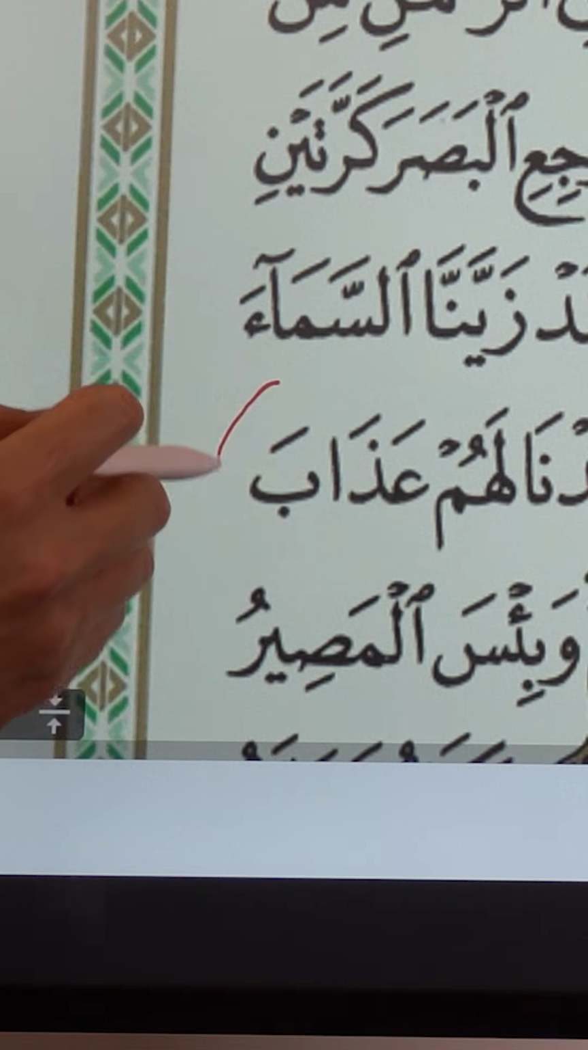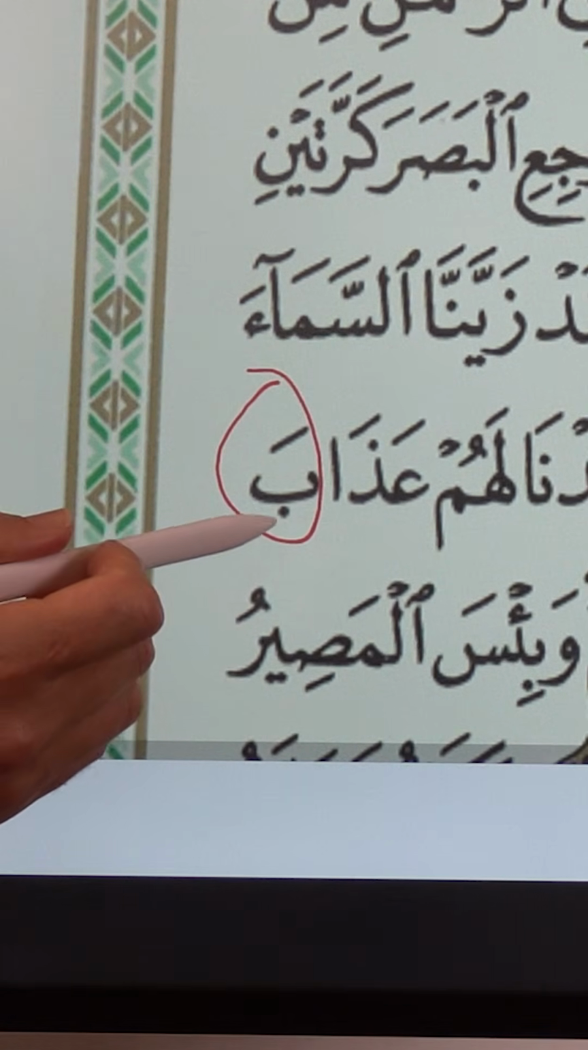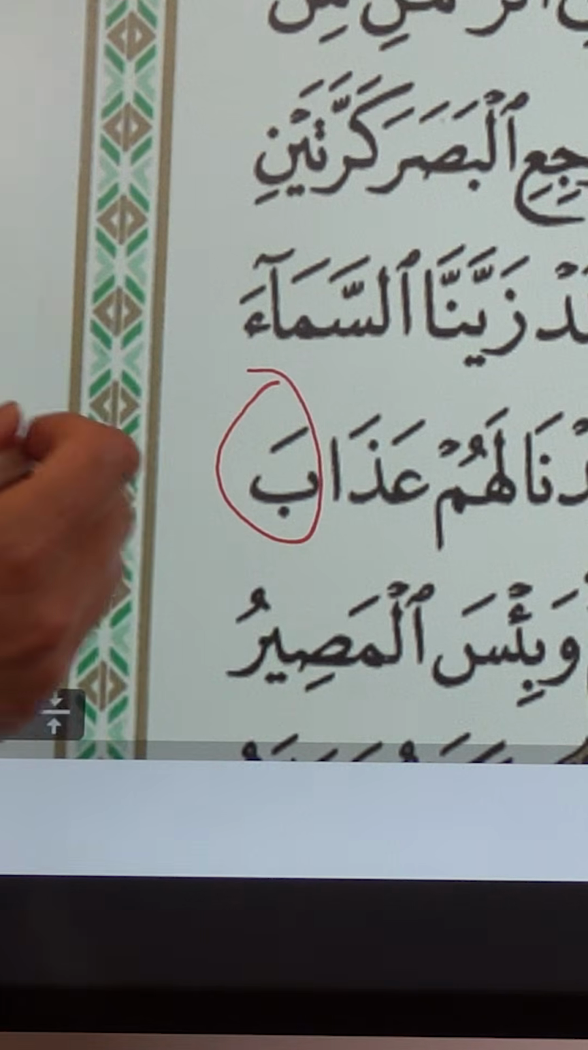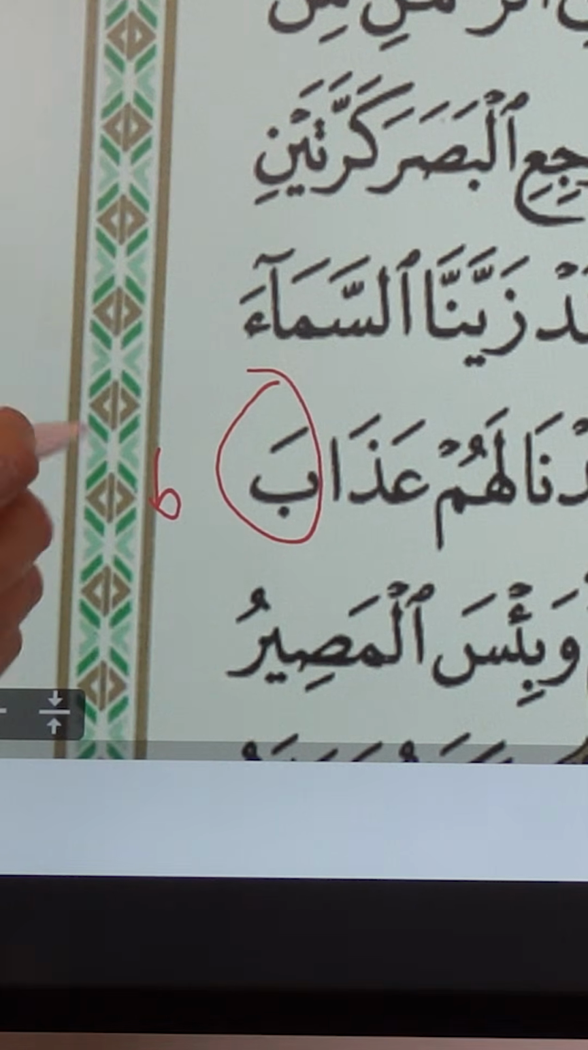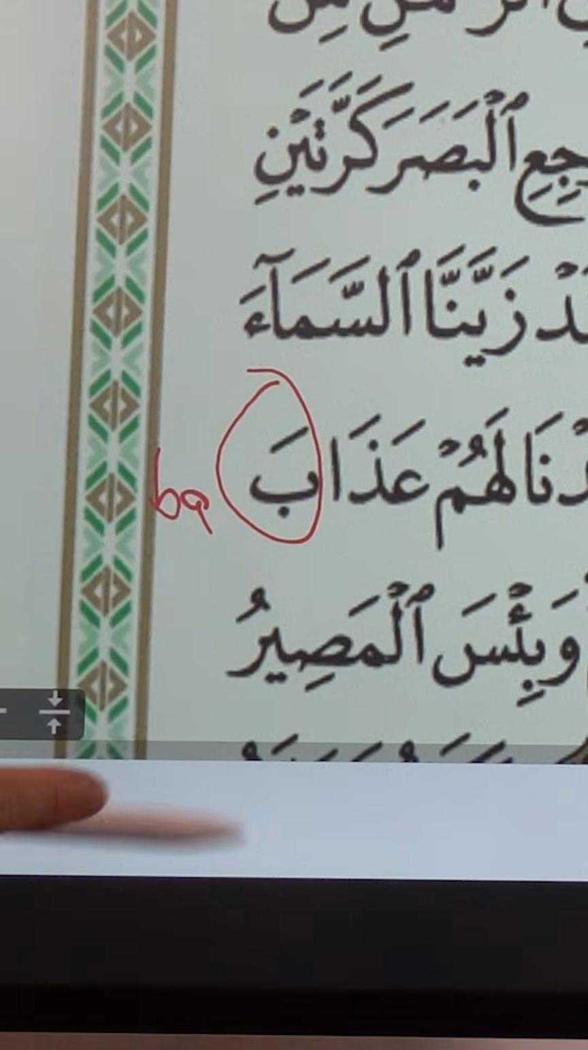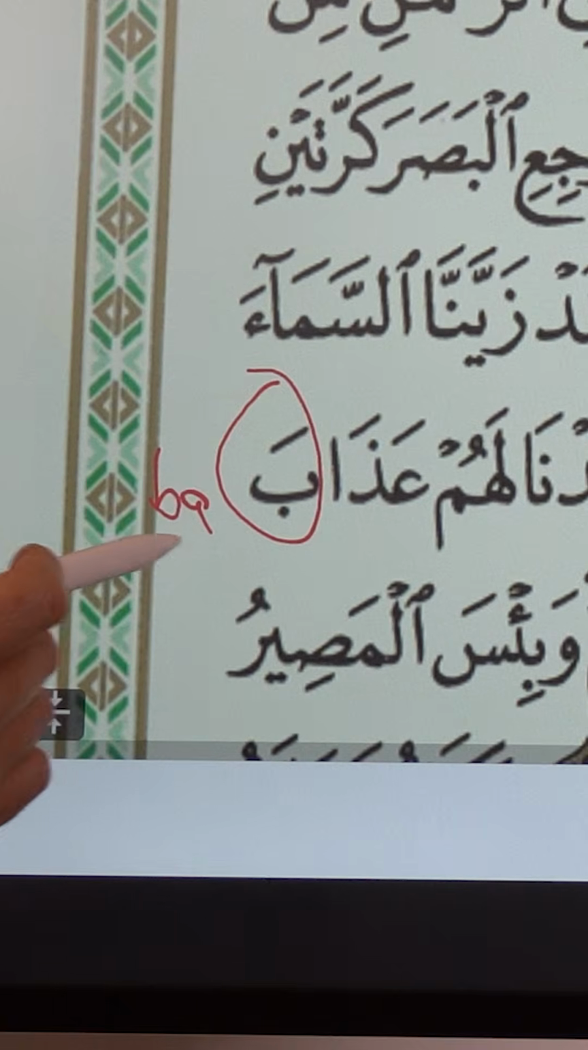So together, how would we read just this? Well, we would start by identifying the letter, which is the letter ba. It sounds like the English B. And then we'd look at the haraka, which is the fatha. It sounds like the English A. So reading just this letter with its haraka would be pronounced ba.